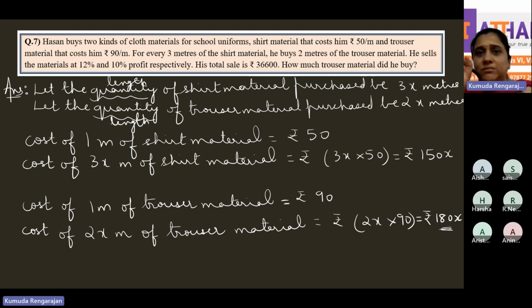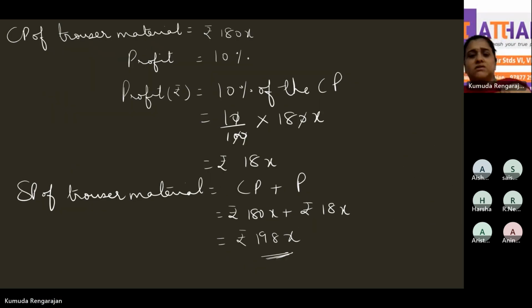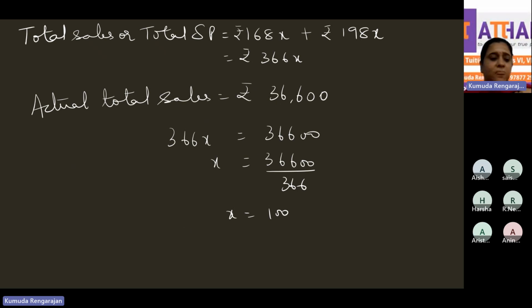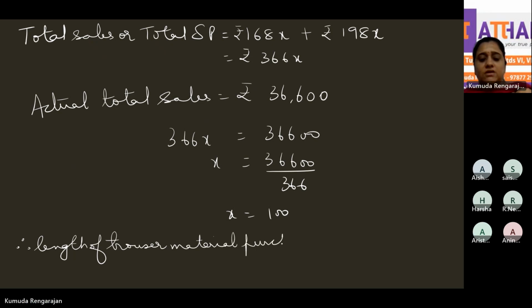We'll answer only the question. Now don't think you'll lose marks if you don't write it. Answer only the question. The question is how much trouser material he purchased. They have not asked you how much shirt material he purchased, so don't answer that. Answer only what is asked. Therefore, length of trouser material purchased is equal to 2x, that is 2 into 100, which is equal to 200 meters.